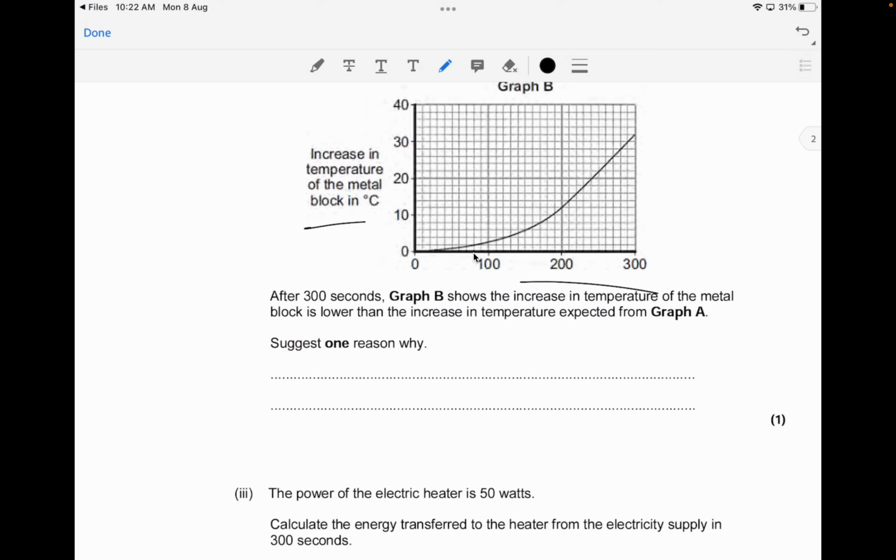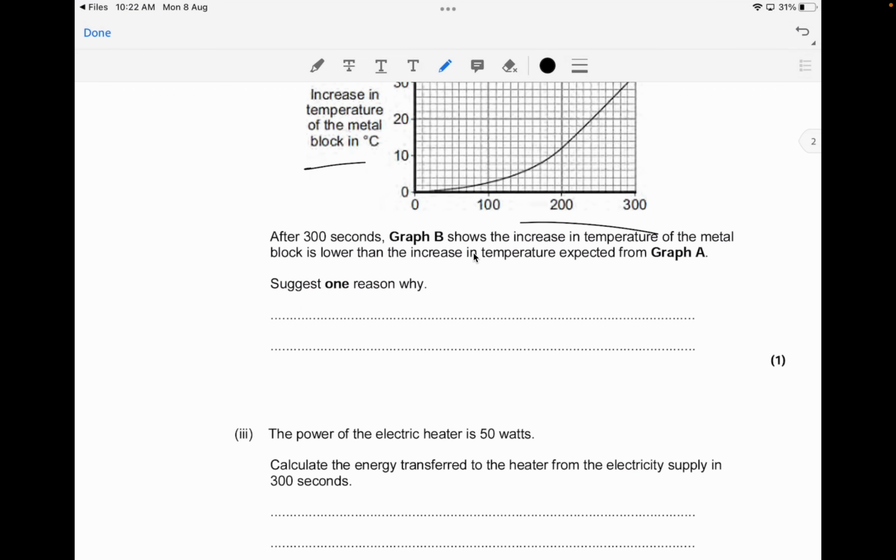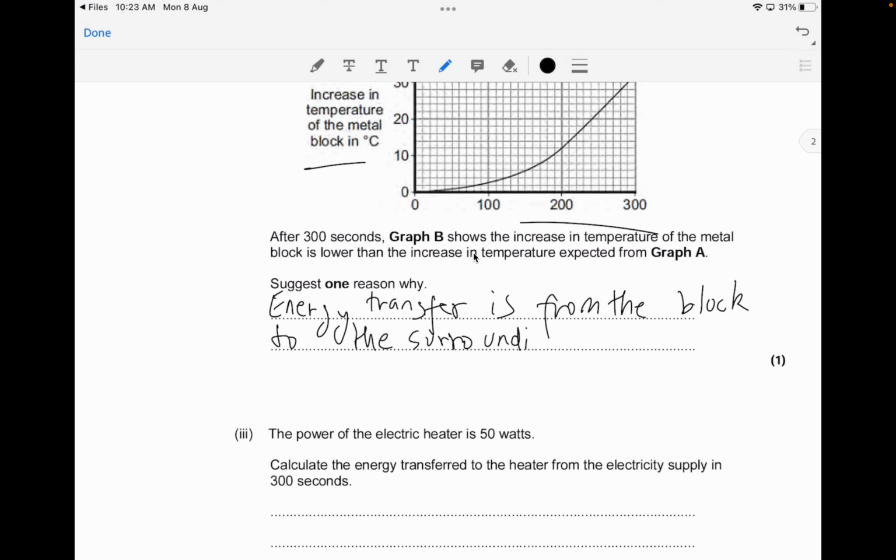Like I said from the start of the video, no machine is 100% efficient, as they waste energy as useless thermal energy stores in the form of heat and sound. So you can mention that there's an energy transfer from the block to the surroundings as wasted energy. This is something you can write down for 1 mark.